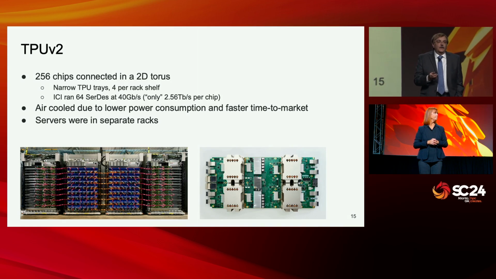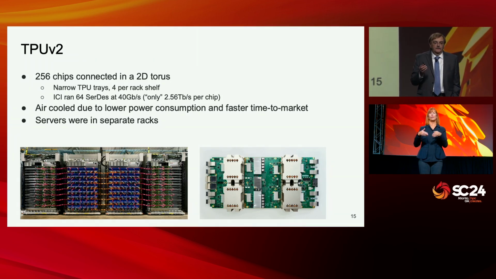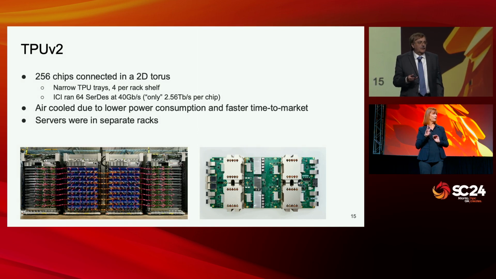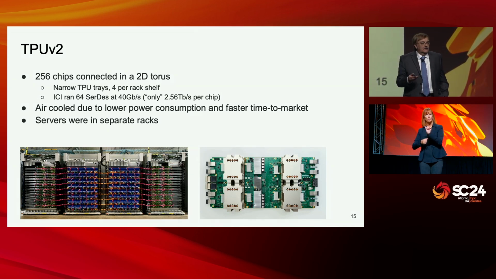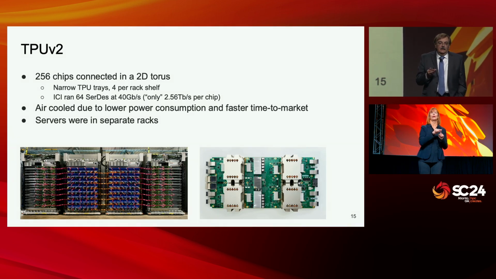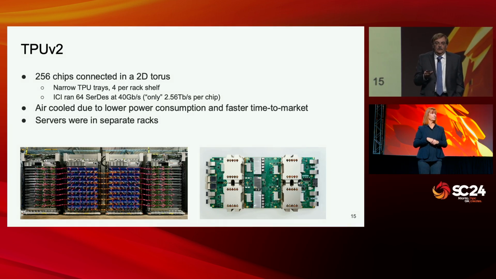So our first training-oriented system was TPU v2. It had 256 chips connected in a 2D torus. The ICI only ran at 2.56 terabits per chip. So compare that with like 100 gig Ethernet, for example. It was air-cooled to lower power consumption and improve time to market.